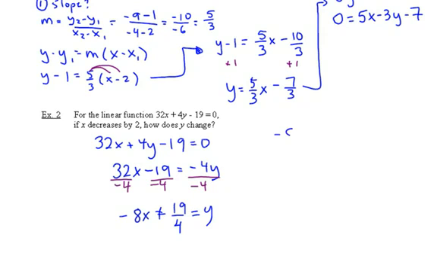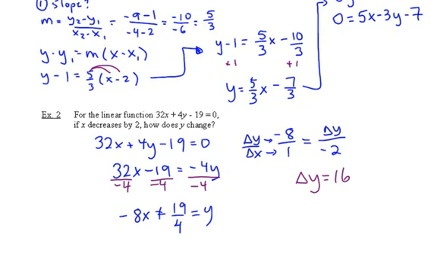Okay, so what's my rate of change here? Negative 8 over 1 is my rate of change, my change of y over change of x. Not 0. Okay, and we want to say if x decreases by 2, how does y change? So it has to be positive or negative 16? Positive 16. So change of y has to be positive 16.